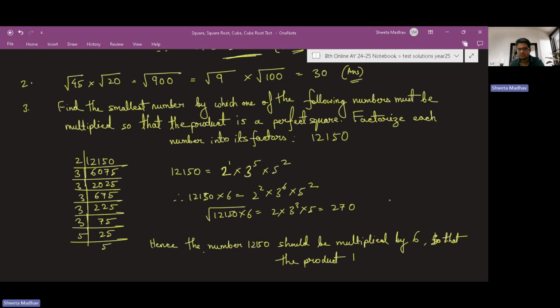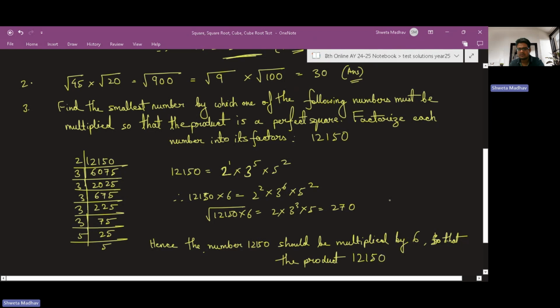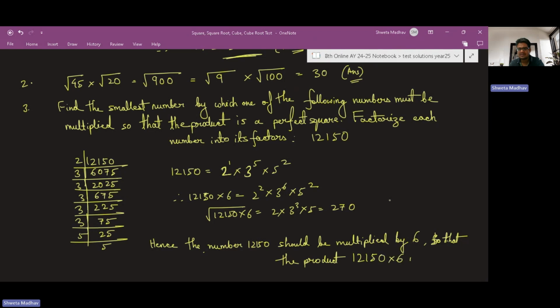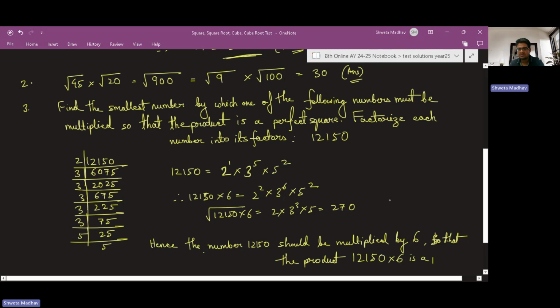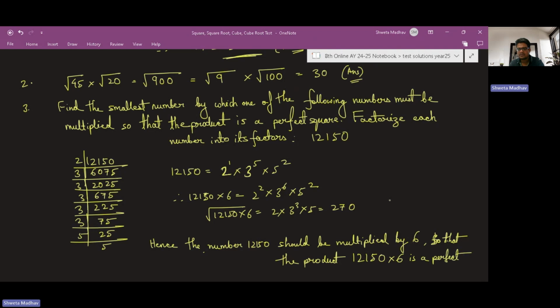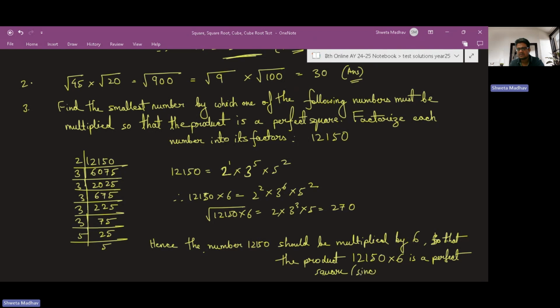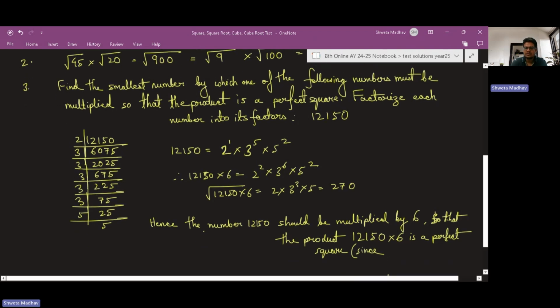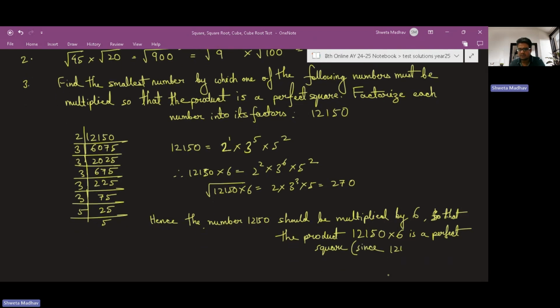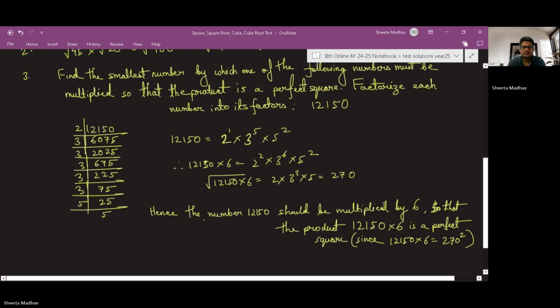So that the product, which is 12150 into 6, is a perfect square. Since why? Since the number 12150 into 6 is equal to the square of 270.